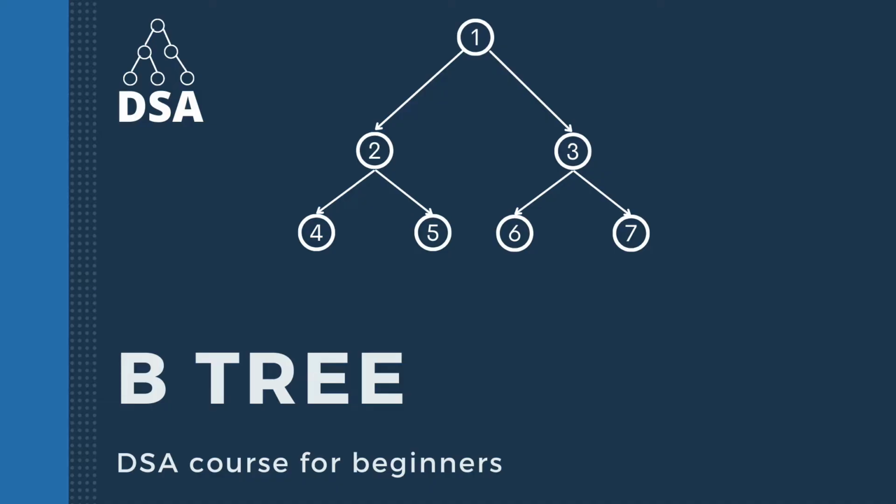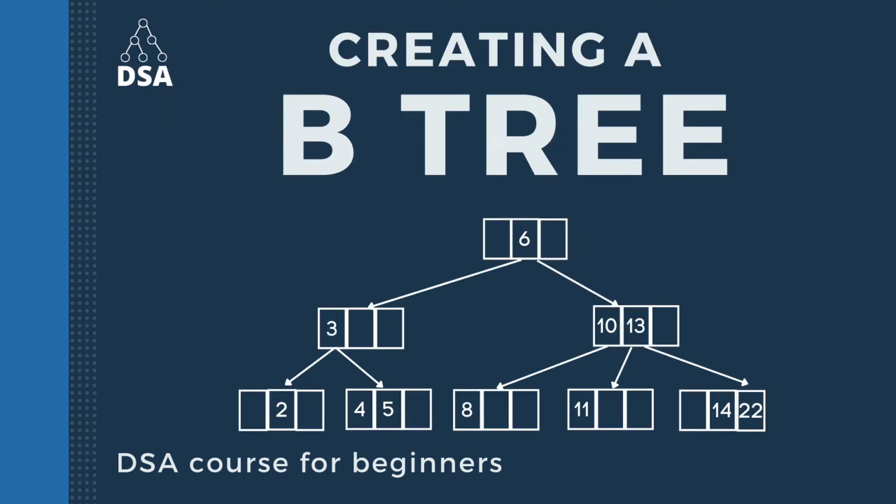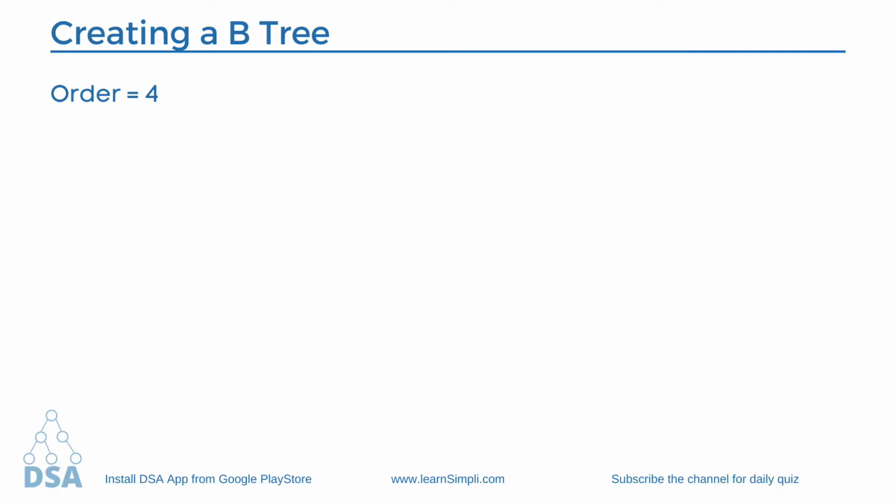In the last video, we discussed what is B-tree and its properties. And in this video, we will discuss how to create a B-tree of order 4. Here we are going to create a tree of order 4. Therefore, m is equal to 4. And the maximum key values that a node can have is m minus 1, that is 4 minus 1 is equal to 3.